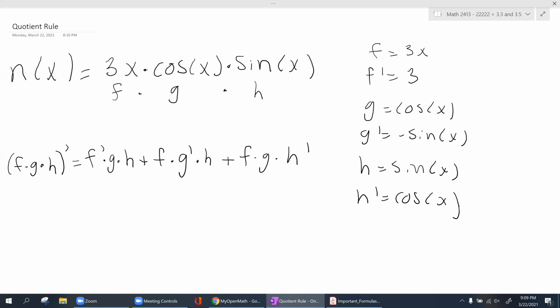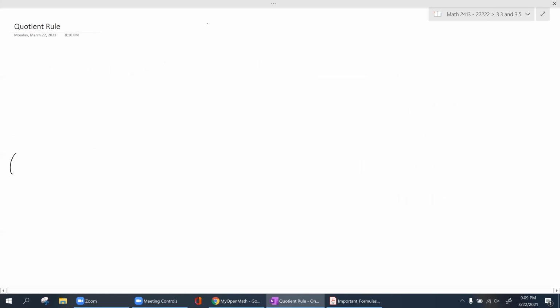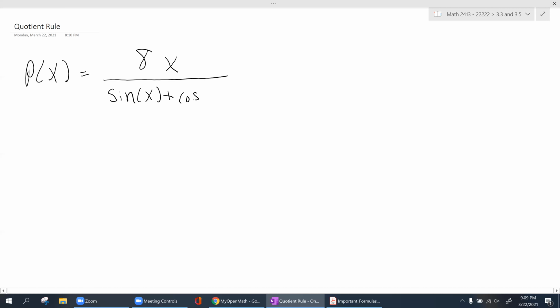Right. You may see these trig functions. Like I said, you may go ahead and see these trig functions. You may see something like, I'm running out of letters here, let's say P. P of x is equal to 8x over, you may have 2/3 in the denominator, sine of x plus cosine of x.